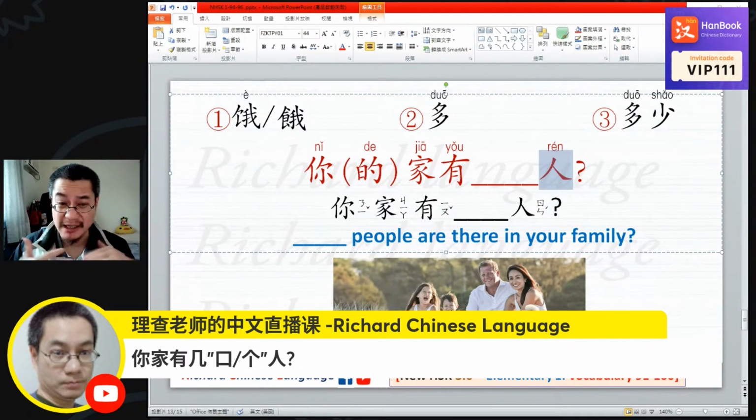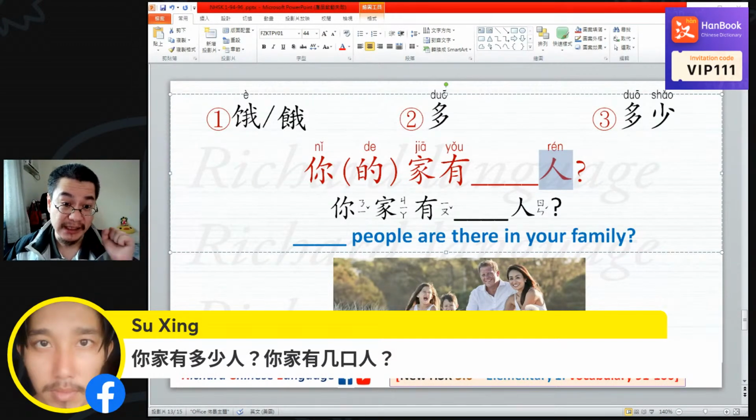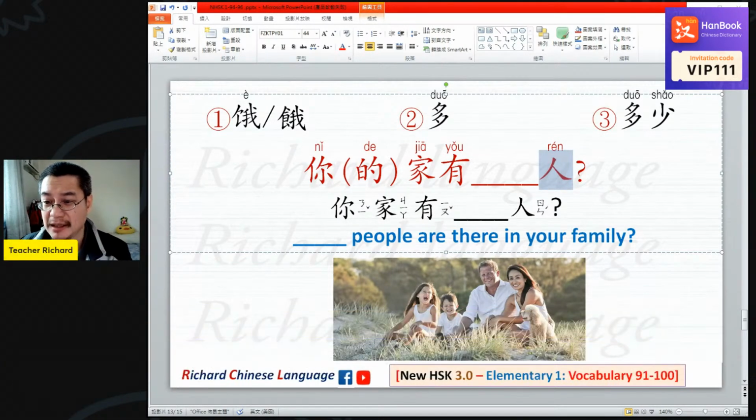The sentence is often used in northern China. In southern China, people will ask a question like this. 你家有几个人? Actually, either one is okay. Either one is correct. Yeah, 你家有多少人 is also correct. Okay, 几口人, 几个人, 多少人? Yeah, any of them is good.